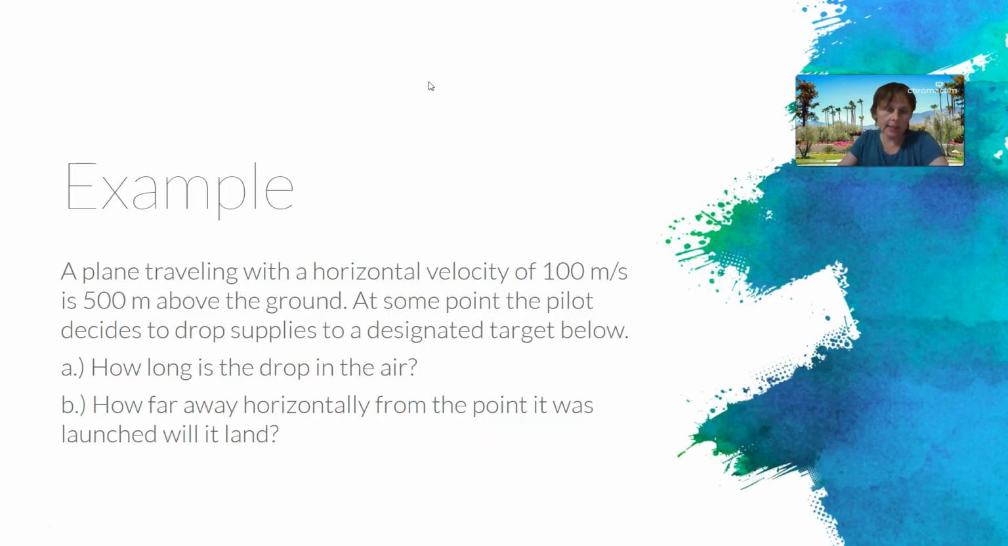Let's look at the example. A plane traveling with a horizontal velocity of 100 meters per second is 500 meters above the ground. At some point, the pilot decides to drop supplies to a designated target below. First question, how long is the drop in the air? Second question, how far horizontally from the point it was launched will it land?